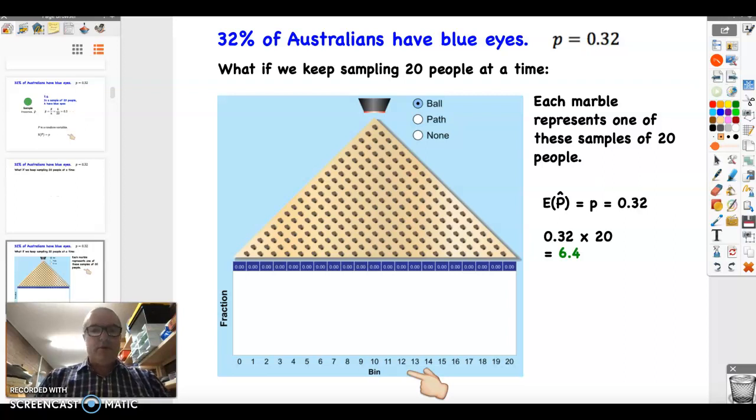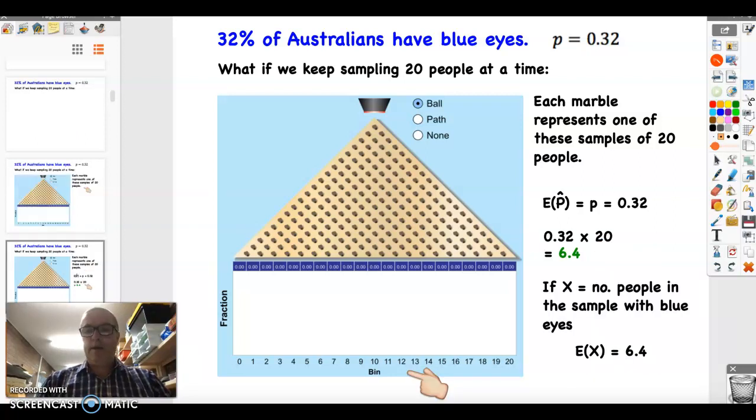Because we know that the population proportion is 0.32, we expect that proportion to be 0.32. And so if we use that expected value and multiply it by the size of the sample, we get 6.4, and that means that we expect the number of people in a sample of 20 that have blue eyes to be 6.4. So the average number of people would be 6.4.